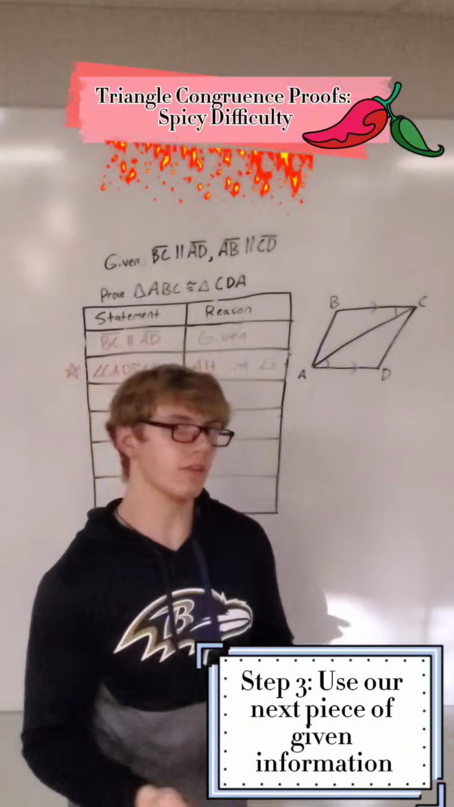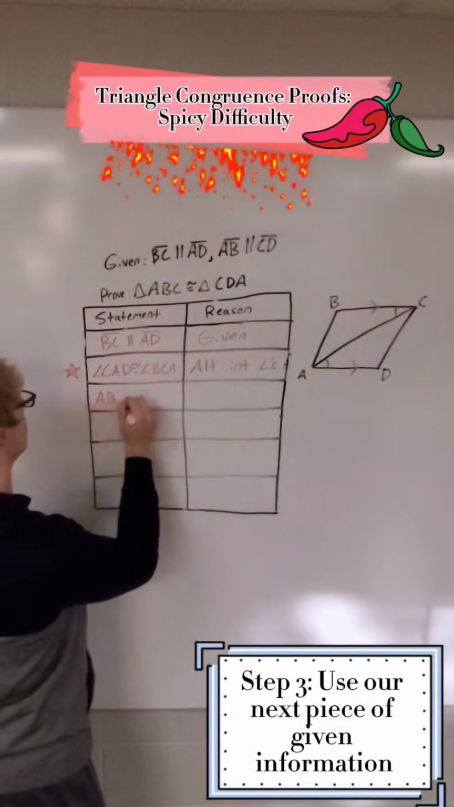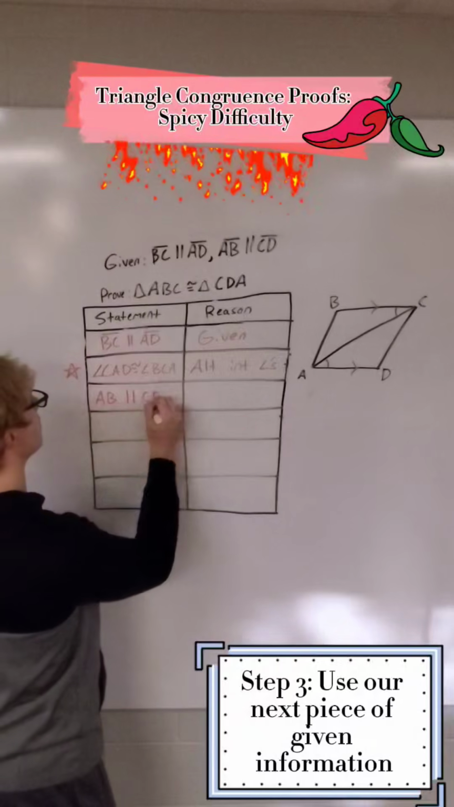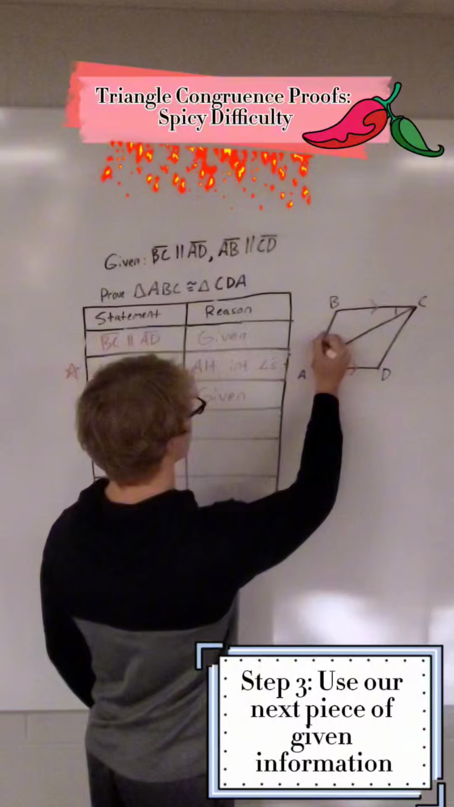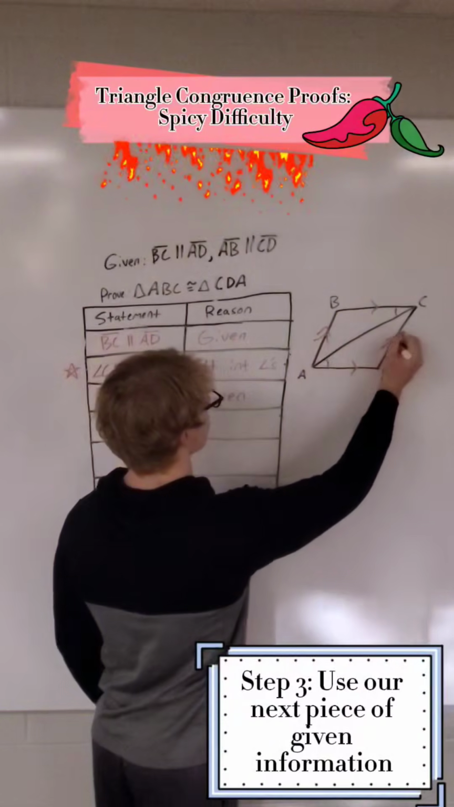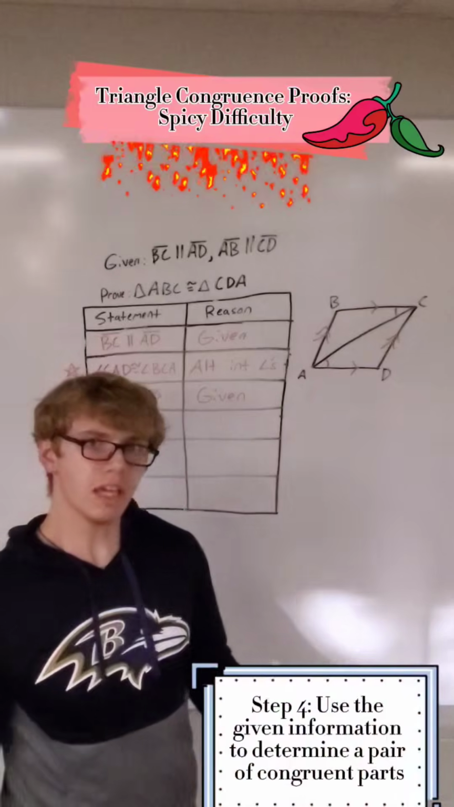Now we used our first piece of given information. Let's use the second one. It also says that AB is parallel to CD. Now our reason again is given, and we can mark our picture. This time I'm using two arrows because those are parallel to each other as well. We can do the same thing again, right?